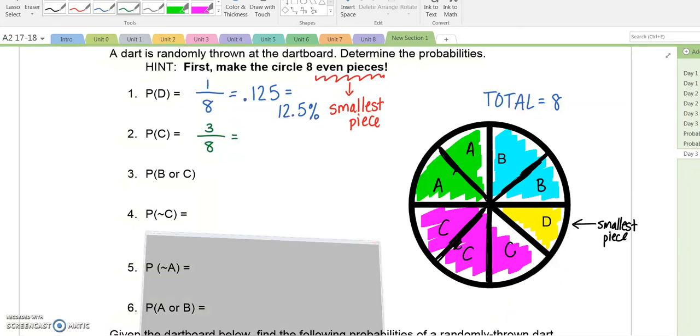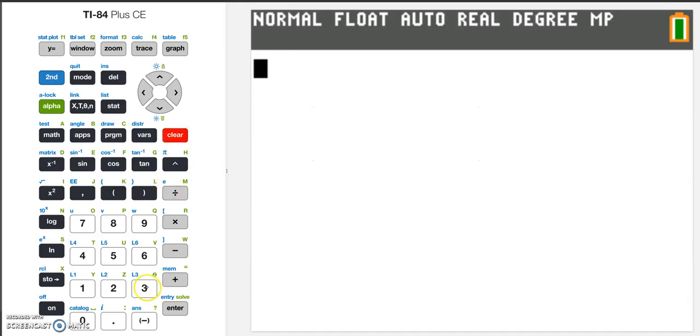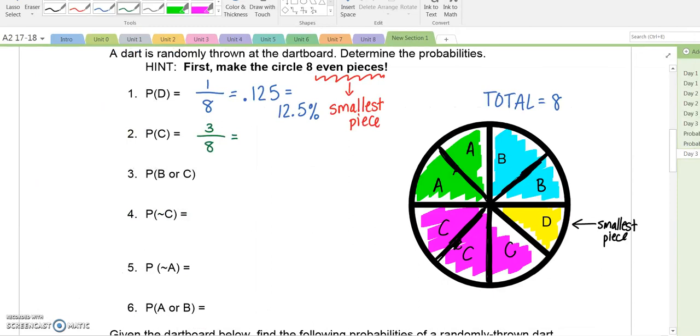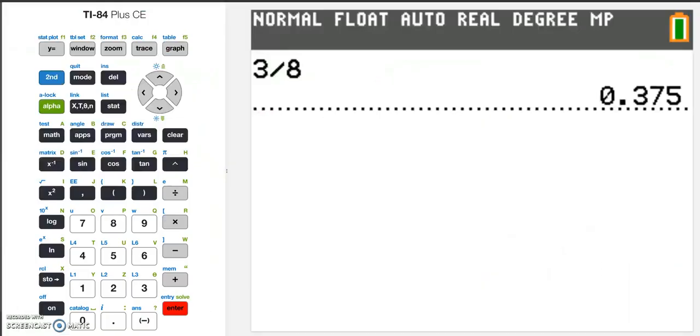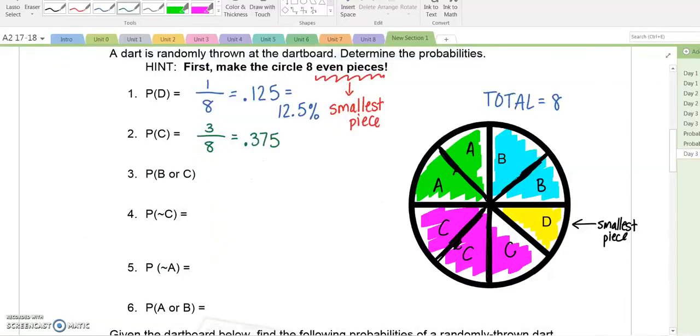And once again, if you wanted the decimal, we would just divide it. 3 divided by 8 is 0.375. And if we wanted the percentage, we would just multiply by 100. That would be 37.5%.